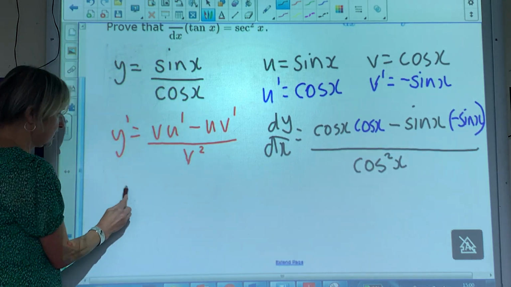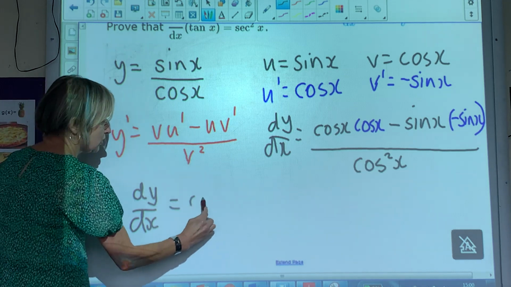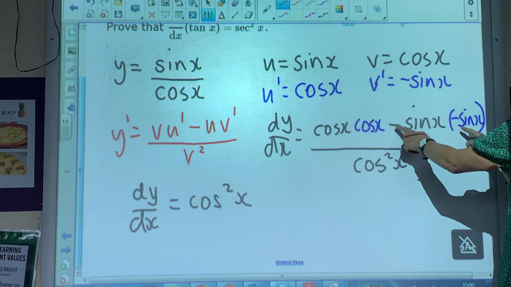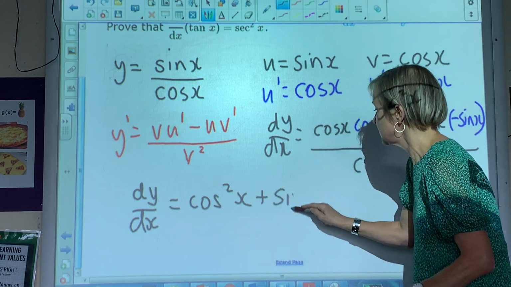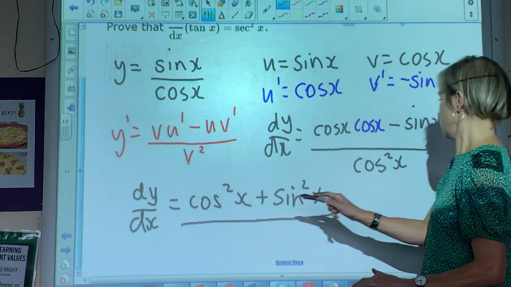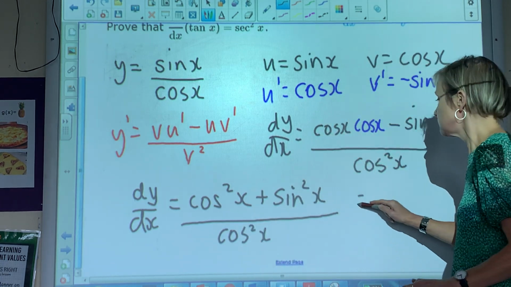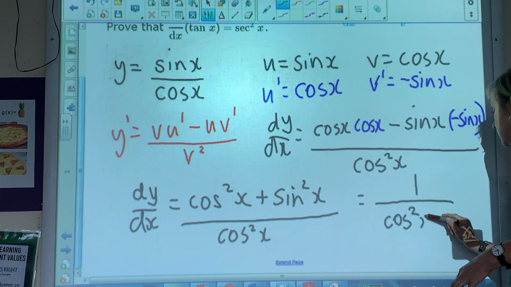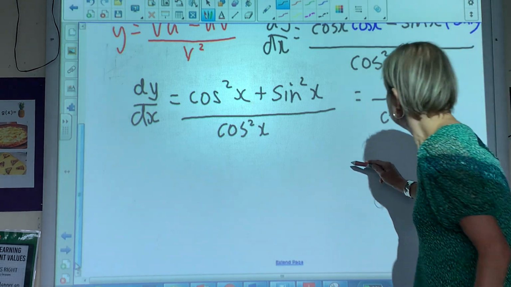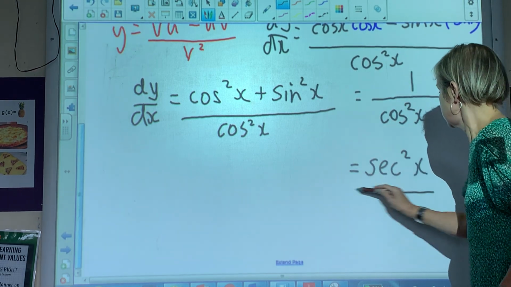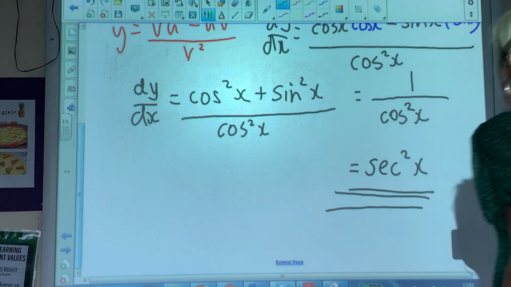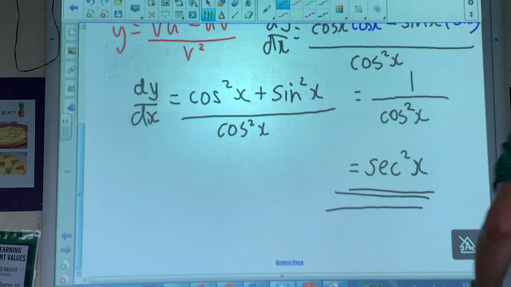So let's now gather that together. So dy dx is cos squared x, sine x times minus sine x, and you're taking that away. That will become minus sine squared x. So plus sine squared x all over cos squared x. And of course we know that cos squared plus sine squared from our year 12 work equals 1. 1 over cos is sec. So 1 over cos squared is sec squared. So in fact it's the first of your trig derivatives that you are able to prove. You're able to prove now that the derivative of tan is sec squared.